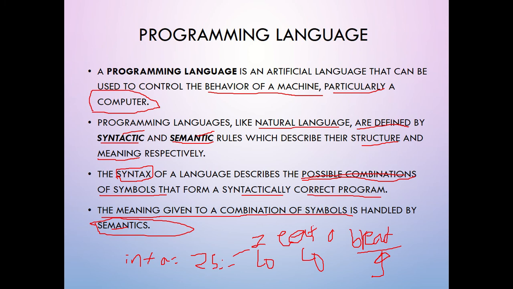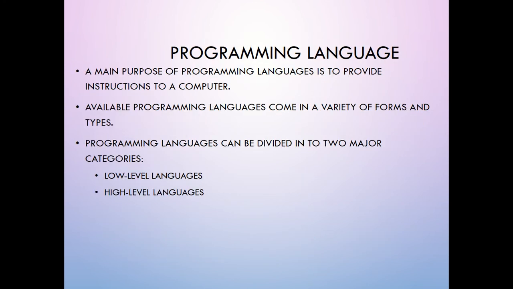So what are semantics and syntax? The syntax is that you should first declare the data type. I will show you in the next chapter. The data type, then the variable name or variable symbol, and the value of the variable. In English, you should indicate the noun, the pronoun, the subject, the verb. So this is what syntax and semantics are about. Then the next one: the main purpose of a programming language is to provide instructions to a computer.